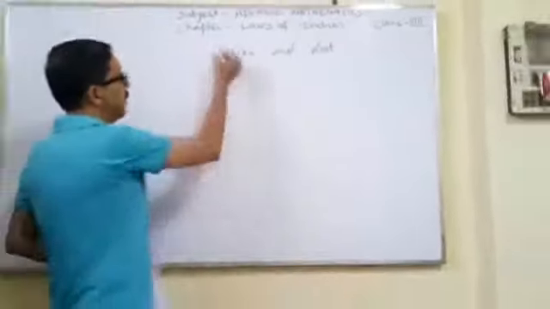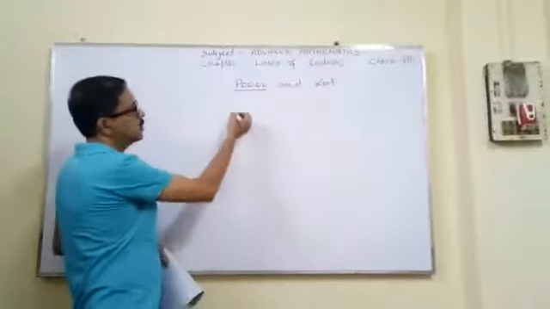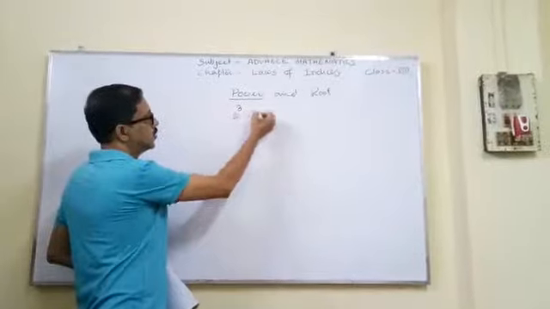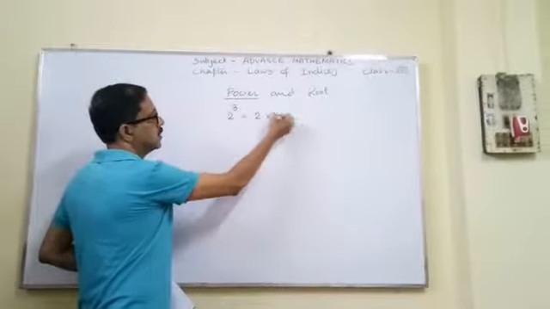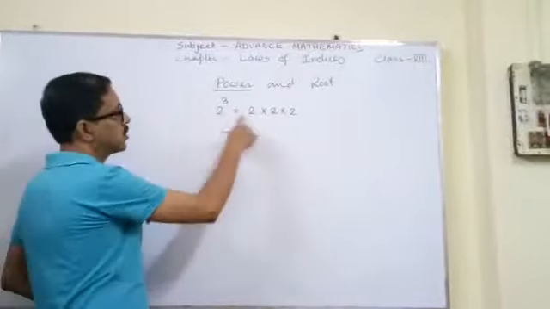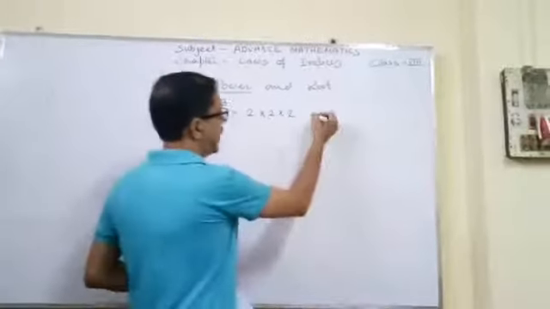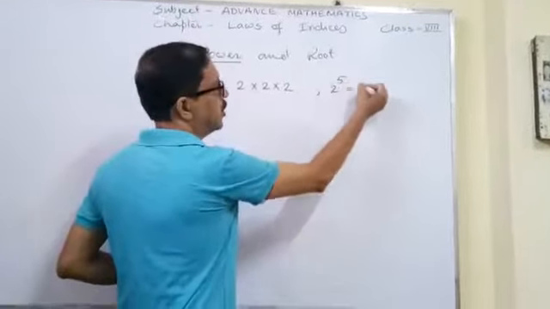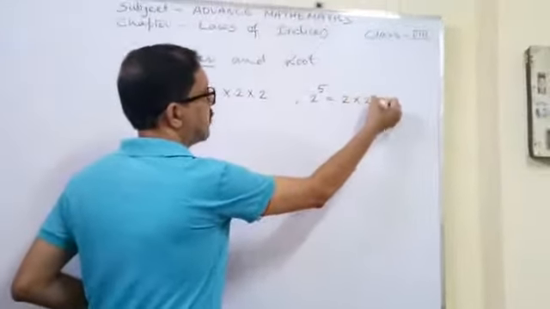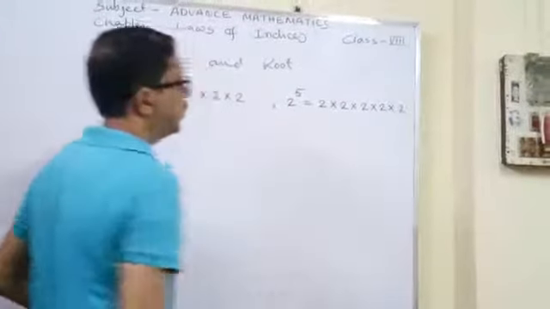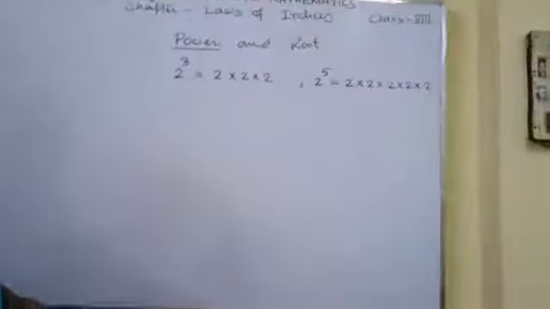If we discuss the power, then we know very well if we write 2 cube, what do we mean by 2 cube? 2 cube means 2 into 2 into 2, a continued product of 2. Or if we write 2 to the power 5, what do we mean by 2 to the power 5? 2 to the power 5 means 2 into 2 into 2 into 2 into 2, the continued product of 2.